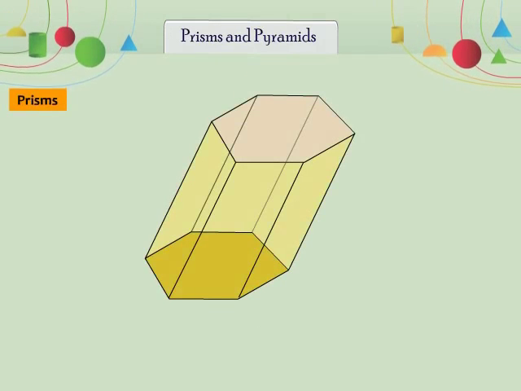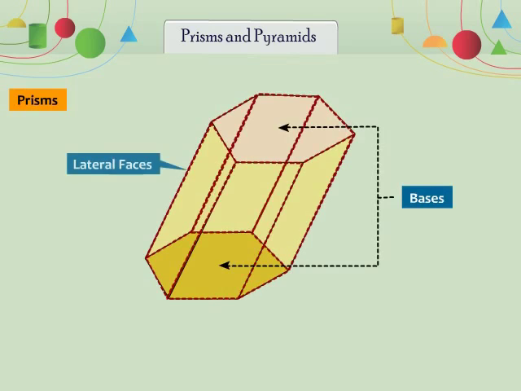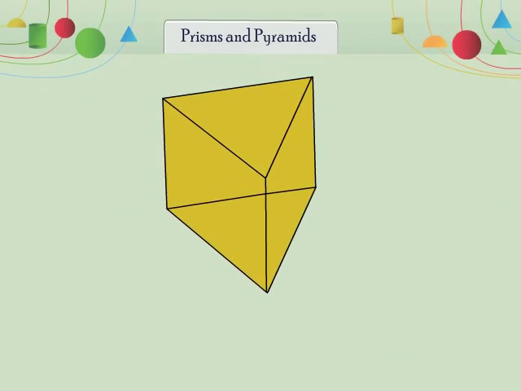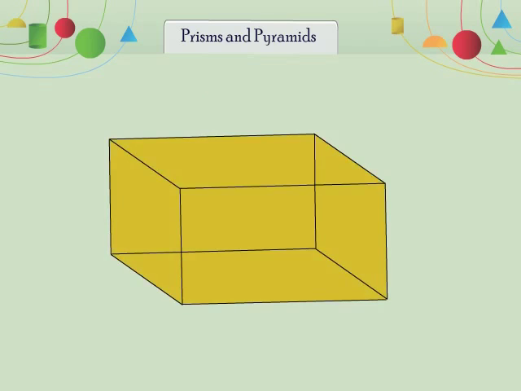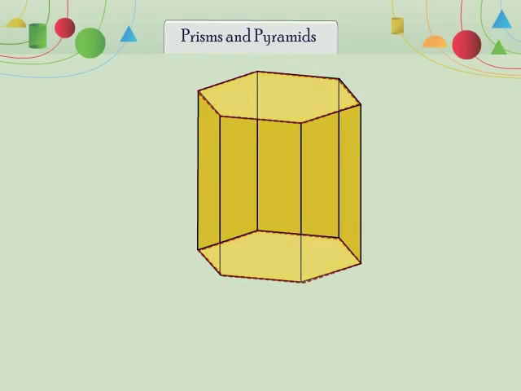A prism is a polyhedron in which 2 faces are parallel and congruent polygons, called its bases, and whose other faces are parallelograms, called its lateral faces. There are many types of prisms. The type of prism is determined by the shape of the base. For example, a triangular prism will have triangular bases, while a square prism will have square bases. A hexagonal prism will have hexagonal bases, and so on.